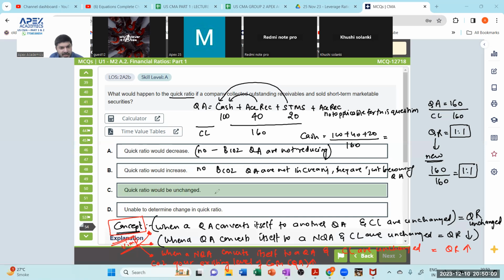Current ratio would be unchanged. Yes. Unable to determine, not applicable. You will be able to determine. Therefore, your answer is going to be point number C. I hope this is clear and conceptually sound for everybody.